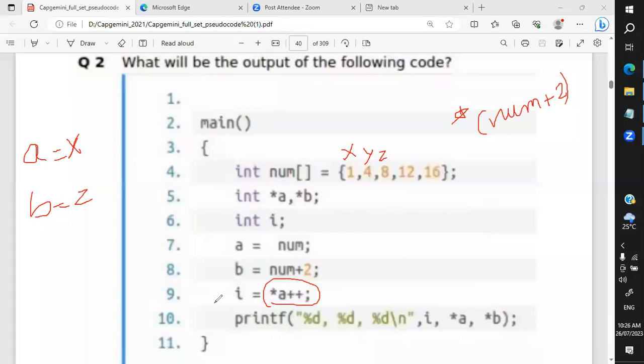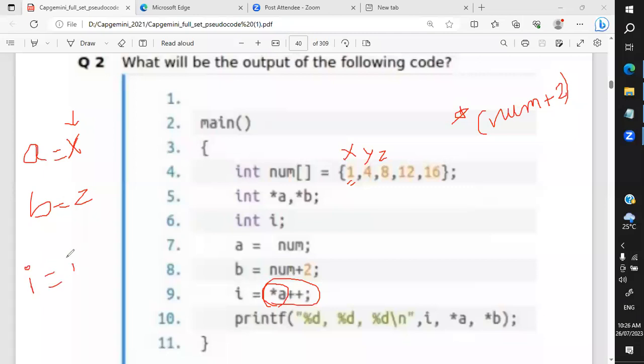Post-increment means we will not update the value first. We will return the value first, later update it. So that means I have to return the value of star A first. What is the value of star A? Let us see what A is. A is X. Star A means star X. What is the value at X? 1. So I will store 1.